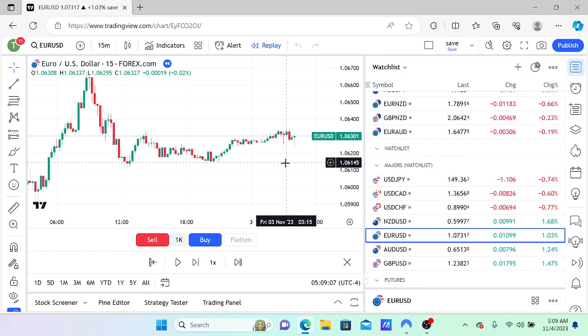So what did I tell you a second ago? What is power of three? Accumulation is first, then we want to see manipulation, and then we want to see distribution. Accumulation looks like consolidation. It's important that you understand that accumulation occurs in Asian session. That's where you want to identify that accumulation.